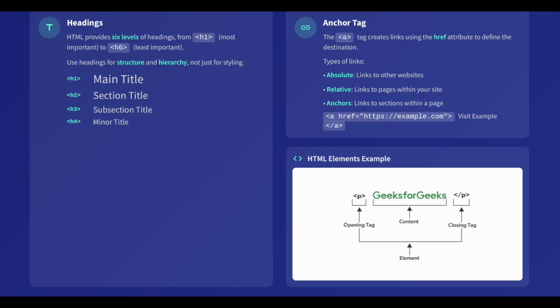Then there comes the image tag. It is used to embed images. It uses the src attribute to specify the image path. We can use those images from the internet or our own project folder, like any images of totally our choice. Then the alt attribute is very important. It provides alternative text for the images if they cannot be displayed, which is crucial for accessibility.